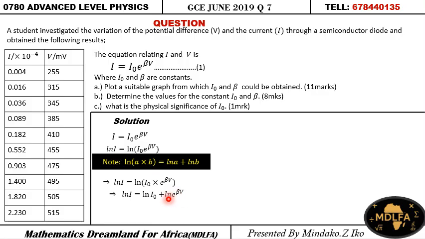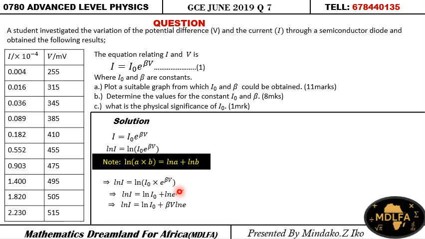Okay, so from here, ln e power beta V, I can just take this power beta V and bring it down. So at the end of the day, I will have ln I equals ln I naught plus beta V ln E. I've just applied a law in logarithms.